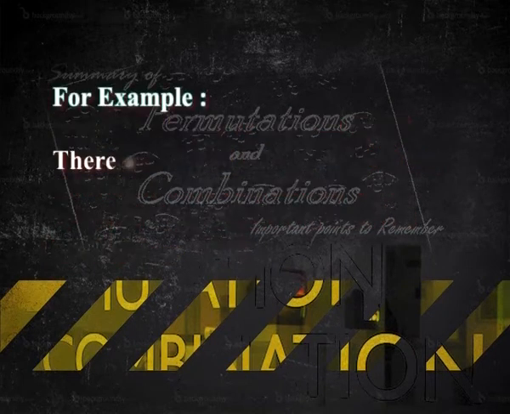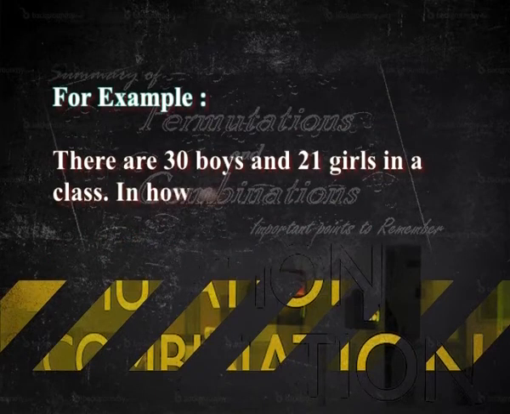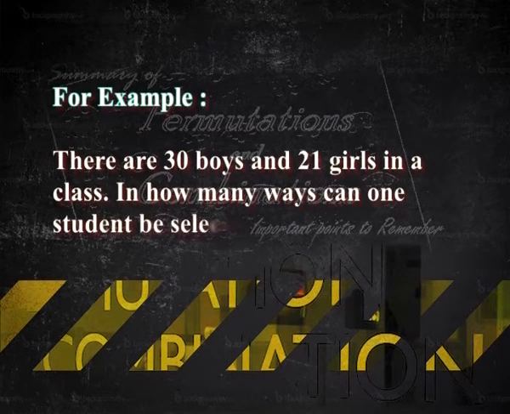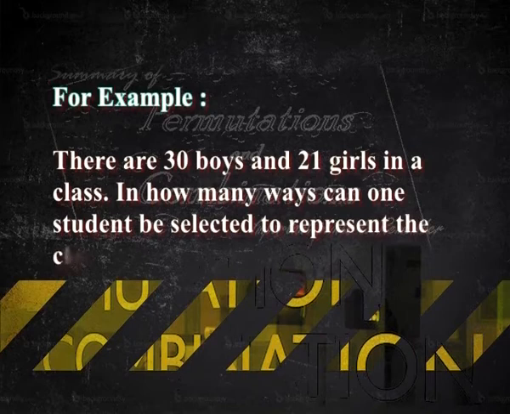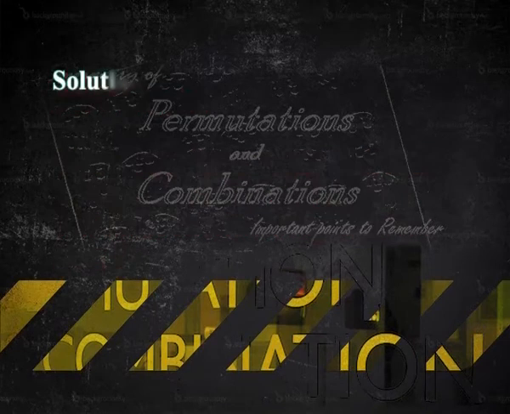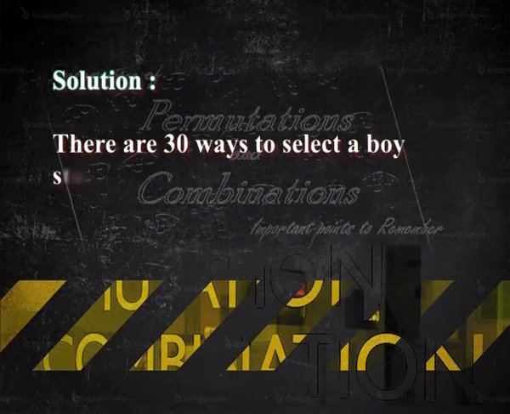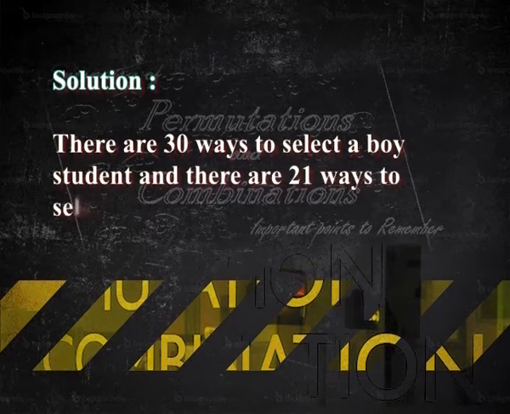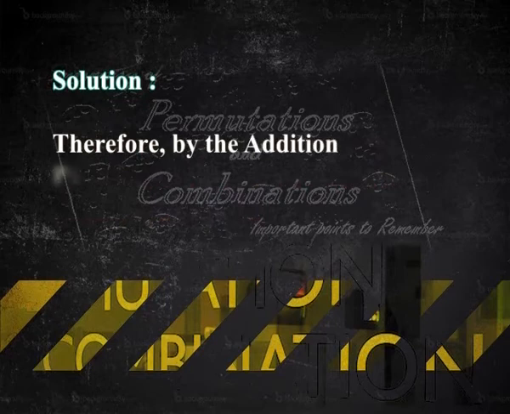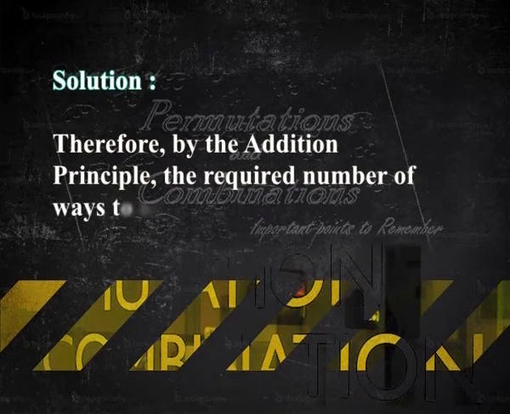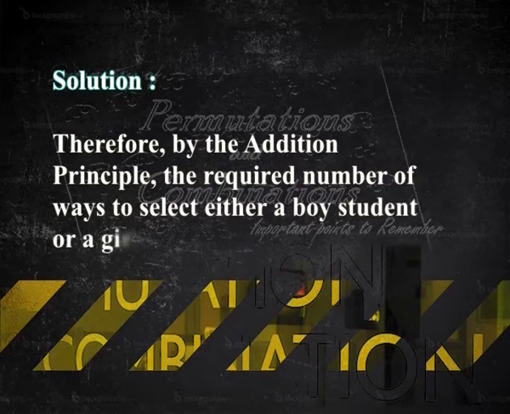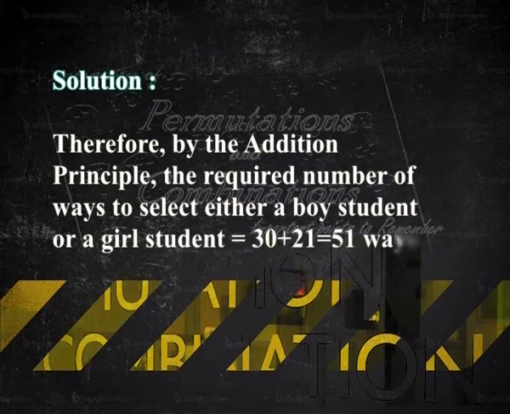For example, there are 30 boys and 21 girls in a class. In how many ways can one student be selected to represent the class here? So here the solution will be: there are 30 ways to select a boy student and there are 21 ways to select a girl student. Therefore, by addition principle, the required number of ways to select either a boy student or a girl student will be 30 plus 21, that is equal to 51 ways.